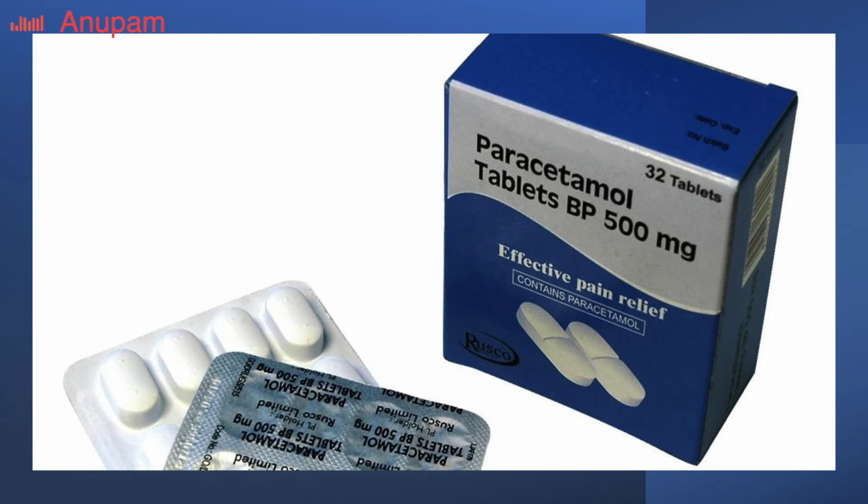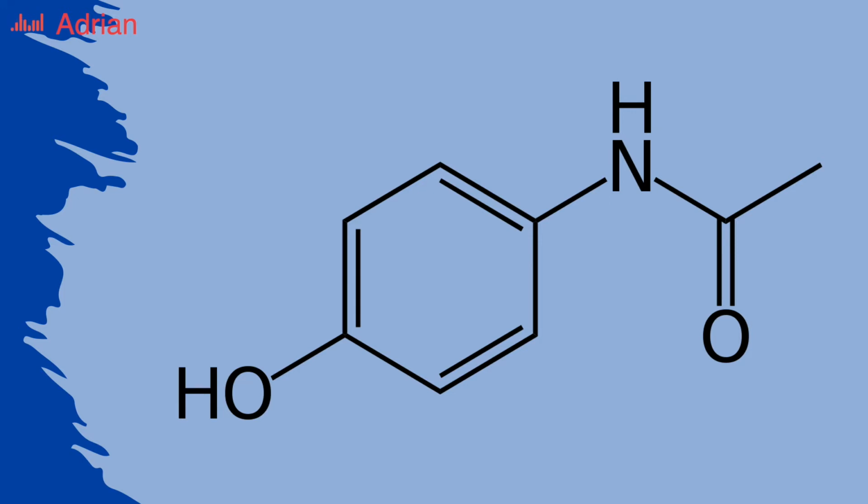Paracetamol is a relatively simple molecule with three distinct functional groups: the hydroxyl group, or OH, the amide group, or the CONH, and the benzene ring. It has the molecular formula C8H9NO2, and this relative simplicity is what allows for a moderately simple manufacturing process, as Trey will talk about later on.